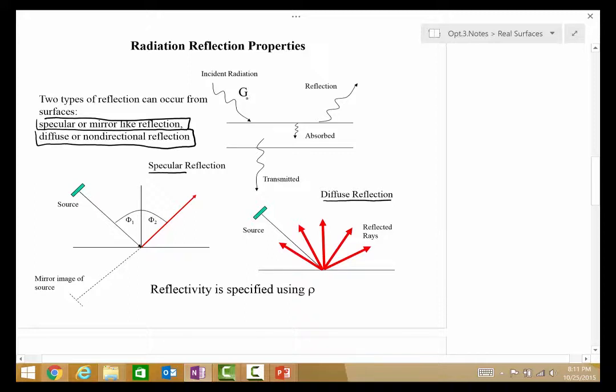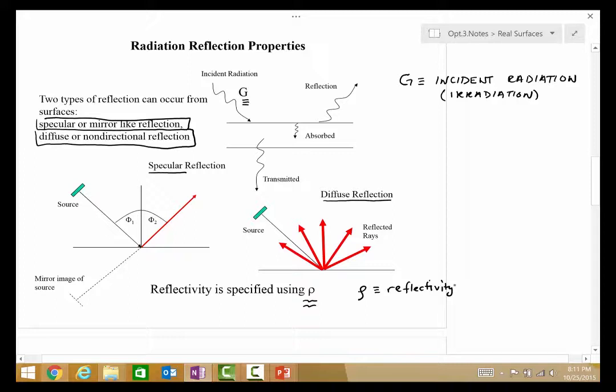You can think about this again for problems of interest. We have some sort of incident radiation. We're going to call the incident radiation G. And another way of saying that is it's the irradiation. And several things can happen to that incident radiation or irradiation. The irradiation can be absorbed, it can be transmitted, or it can be reflected. In terms of the reflected property, the reflectivity is given the symbol rho. And rho defines the fraction of the incident radiation that's reflected.